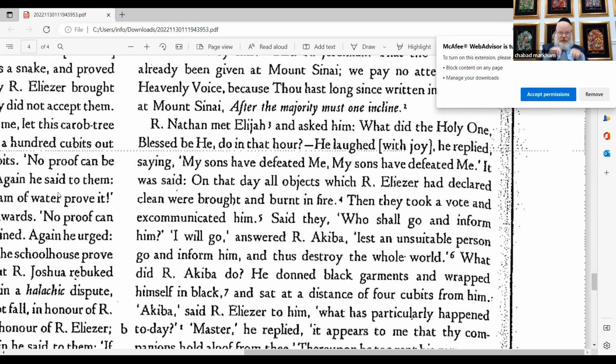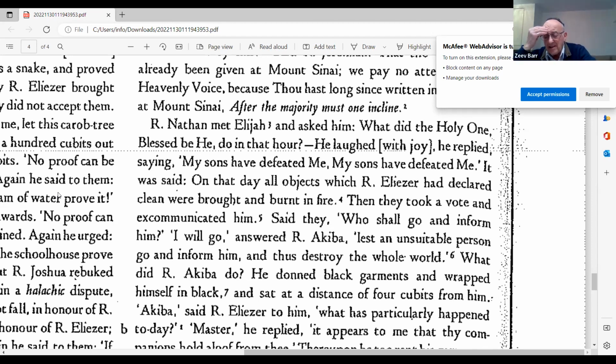God voices an opinion in this particular argument, and the sages say, no, sorry. You gave your opinion, we heard it, majority rules. That's the law. That's your law, right? We're following your Torah, your law.